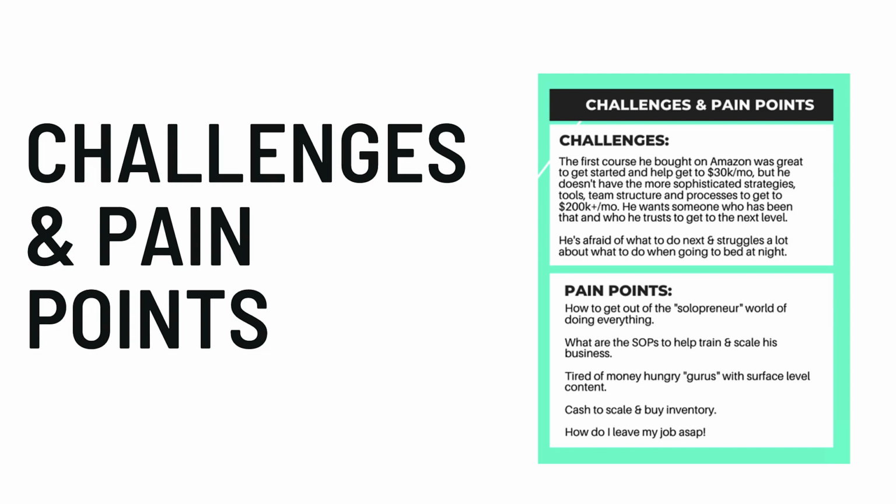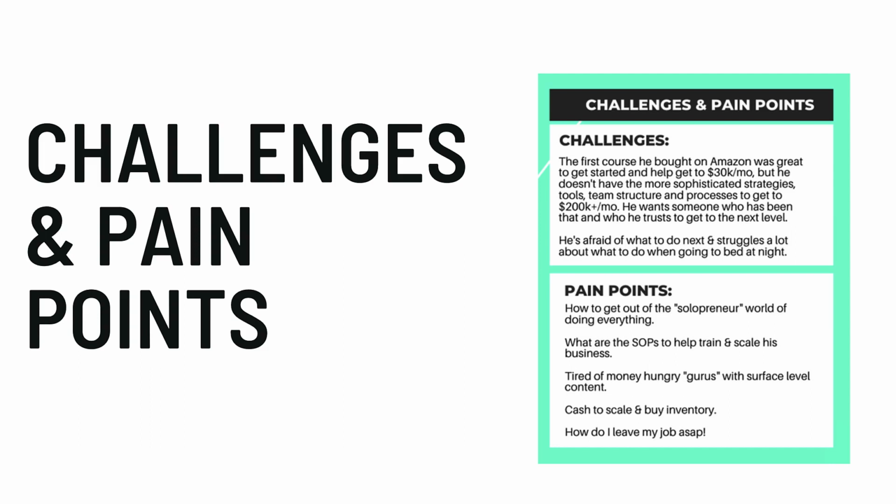Pain points. How does he get out of the solopreneur world of doing everything? So to get to $30,000 a month, he's done it all himself. He hasn't hired people yet. He doesn't even quite know how to go about doing that, but he knows that's necessary to scale to $200,000 a month. What are the SOPs to help train and scale his business? He's tired of these money-hungry gurus with surface-level content, so he wants more. He's already gotten that surface-level content, which helped him get to $30,000 a month, but he knows that he needs more. He needs something deeper. He needs something more than just surface-level content.